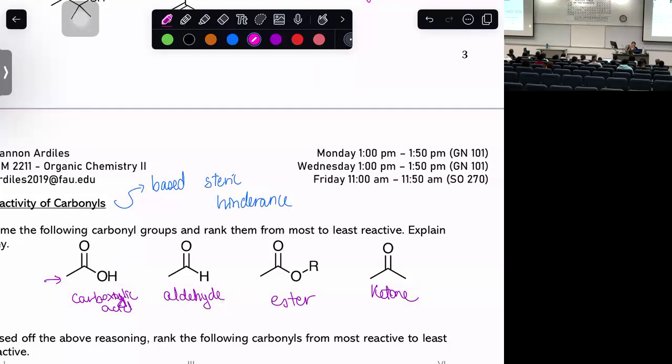Okay, now, if we know that the reactivity is based on steric hindrance, which one do you think is going to be the most reactive? It's actually going to be the aldehyde, because what's bigger, a hydrogen or a carbon? A carbon is going to be bigger, so it makes it slightly bulkier. So if you have two carbons, they're slightly bulky, but if you have carbon and hydrogen, hydrogen's way smaller, so I have more space to attack. Okay, question.